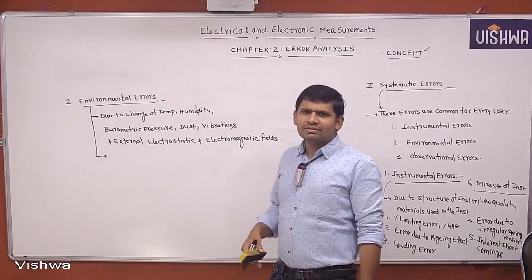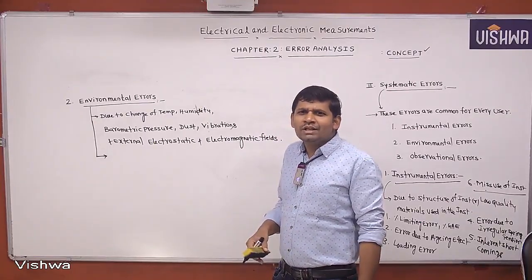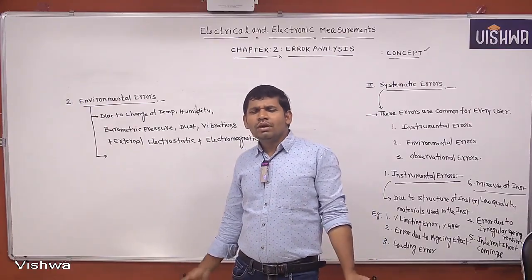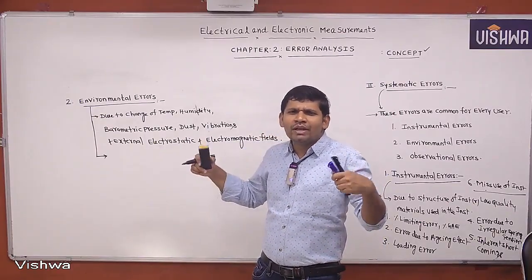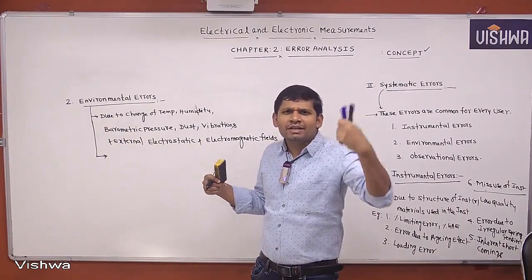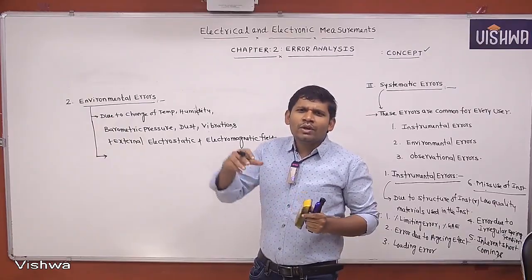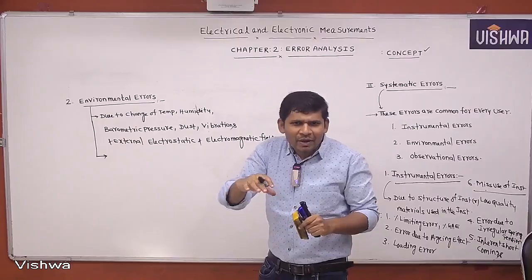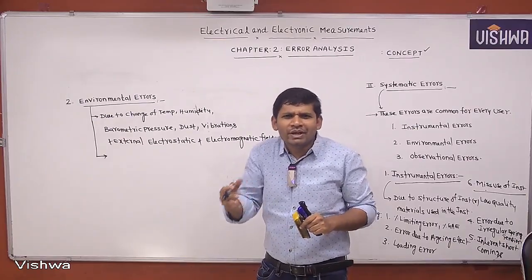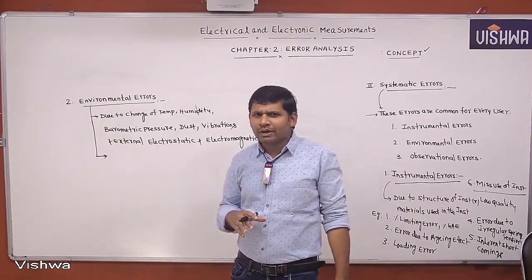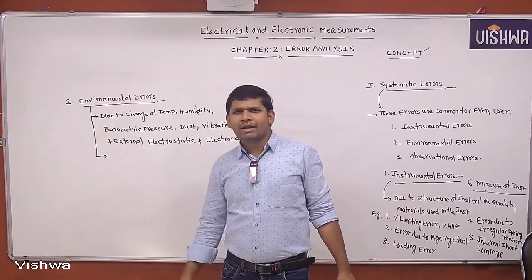One method is, we can use that instrument under controlled conditions. For example, if temperature is heavily increasing or reducing, then we can use that particular instrument in controlled conditions. There may be temperature controlled conditions, there may be humidity controlled conditions. Like that, in controlled conditions, we can use that instrument and reduce the environmental errors.